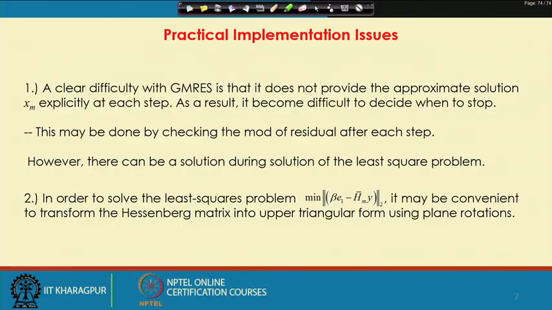However, there can be another solution in the way we propose the least square equation. We will discuss it later, that instead of looking at the value of the residual at each step, we can probably directly find where to stop. The other thing is that when we are solving this least square equation, m plus 1 into m equations of a Heisenberg matrix, h bar m is a Heisenberg matrix.